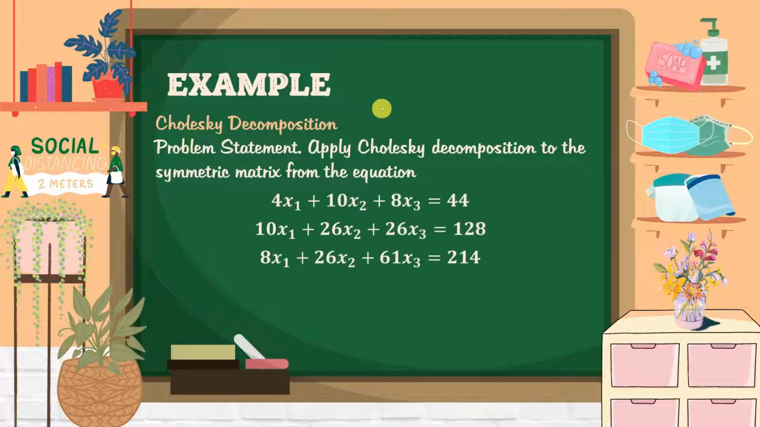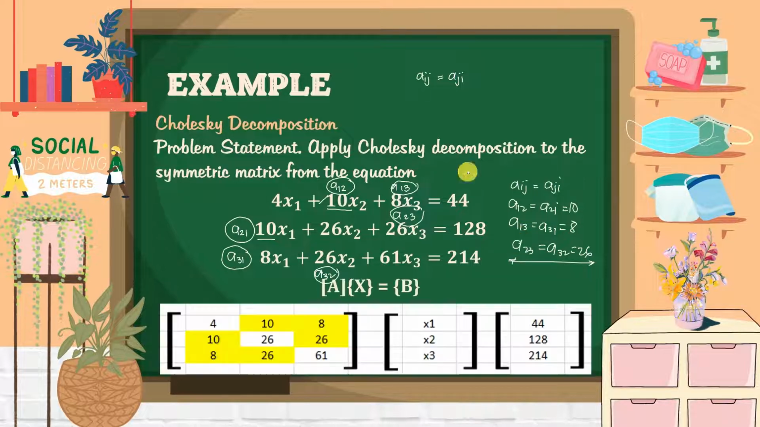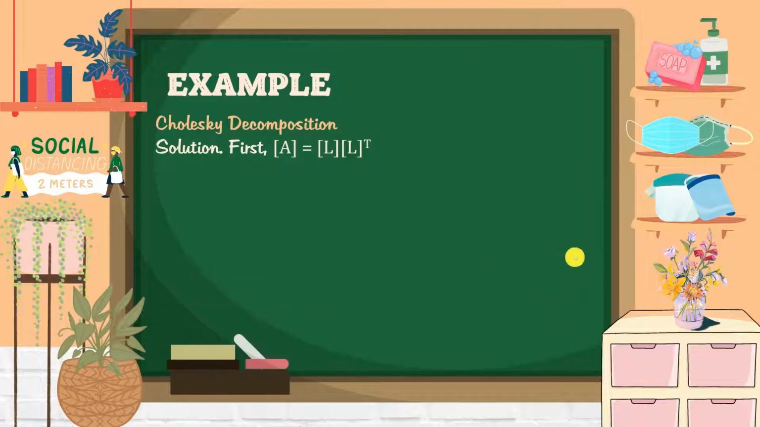In order to understand the Cholesky decomposition, for example, apply Cholesky decomposition to the symmetric matrix. It is said that a symmetric matrix has A sub ij equal to A sub ji. We have here A12 equal to A21, and they have the value of 10. For A13 and A31, they have a value of 8. For A23 equal to A32, they have a value of 26. They form a symmetric matrix, so Cholesky decomposition can be applied. So, this is the matrix form. So, for the solution, first we will apply matrix A equals the lower multiplied by the transpose of the lower.